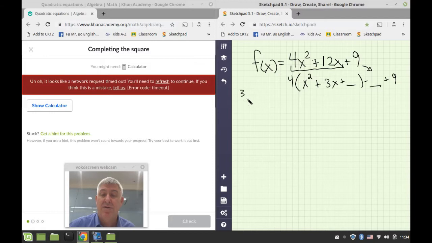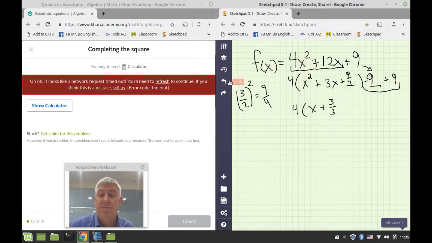So let's go back over here, and the number we need is 3/2 squared. So we take that 3, divide by 2, square it, and that's 9/4. So I add 9/4. And I'm going to subtract something, but it's not 9/4 because this is actually 9/4 times 4, so it's subtract 9. So 9 minus 9 is going to be 0. So we're going to end up with 4 times x plus 3/2 squared. So our f of x is equal to 4 times x plus 3/2 squared.